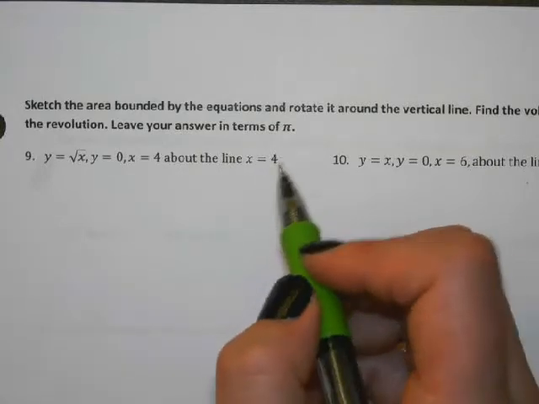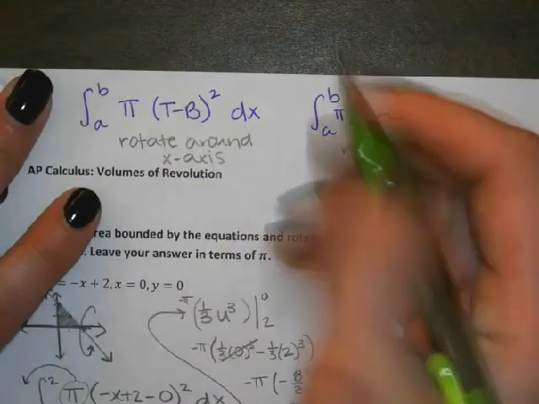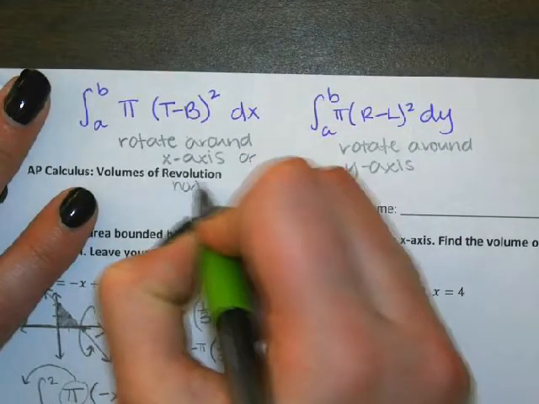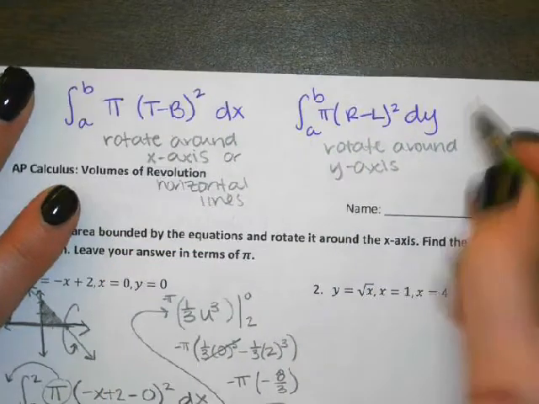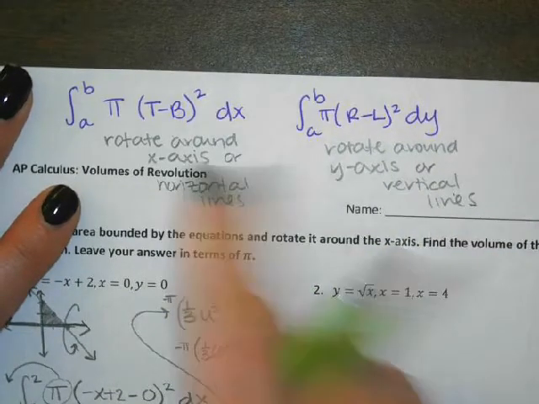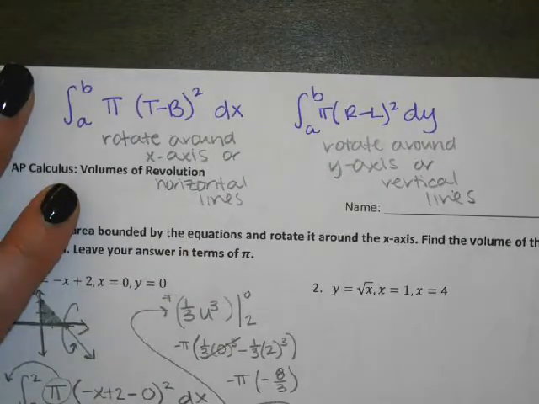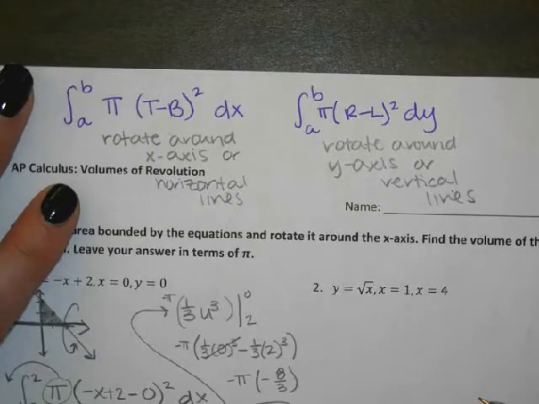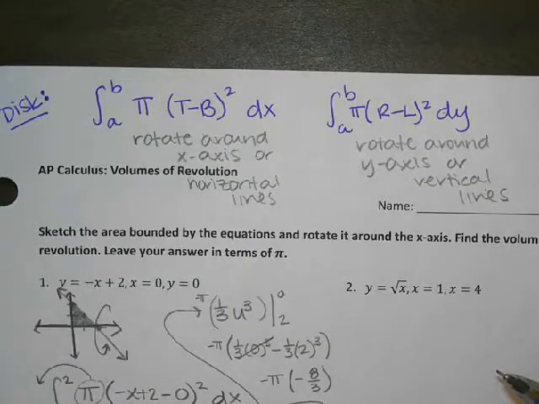And so if it's a vertical line, what does it have to be in terms of? Y. Okay, so on the front of my packet, I'm going to fix this. If it's rotated around the x-axis or horizontal lines, dx. If it's rotated around the y-axis or vertical lines, dy. So these 2 things I would put on my cheat sheet. And then I would maybe pick a couple examples from this packet just to write on my cheat sheet as well. Okay? And I would make sure to label this as the disk method. We're about to learn the washer method in a little bit. Okay? All right.